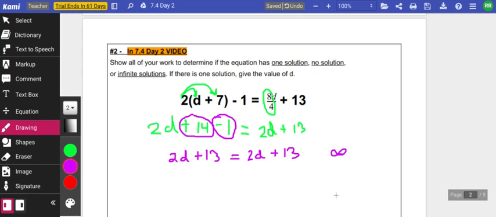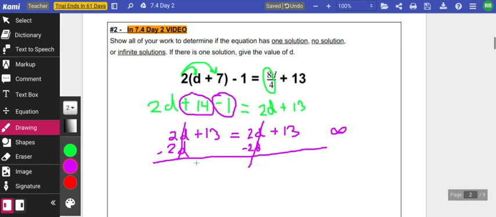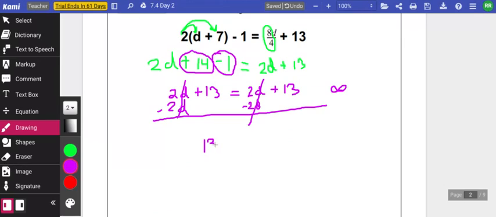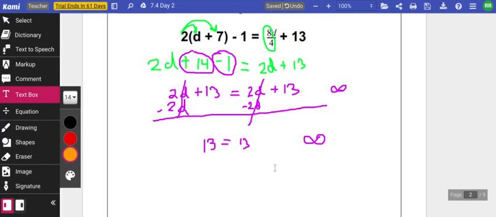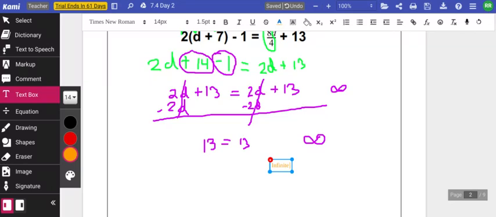Okay, but if I didn't recognize that right away and I try to get my variable on one side, if I subtracted 2d from both sides and try to get my variable on the left side, again, you will notice that these two d's cancel and those two d's cancel. And so what you're left with is 13 on the left side and 13 on the right side. 13 is on both sides. And so we would say there's an infinite amount of solutions. So you can write the infinite symbol, which is like the sideways 8, or you can use a text box, and type in infinite solutions. Okay?